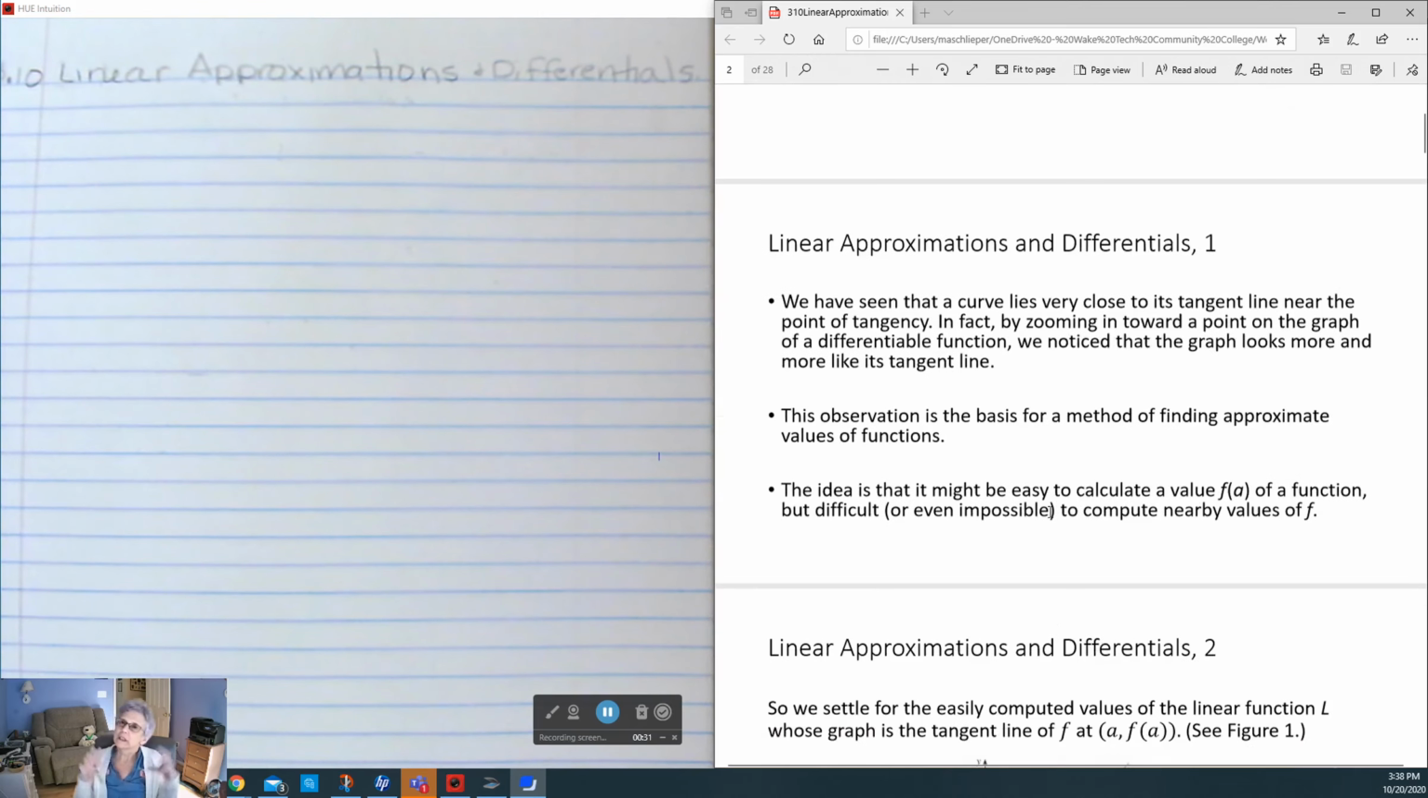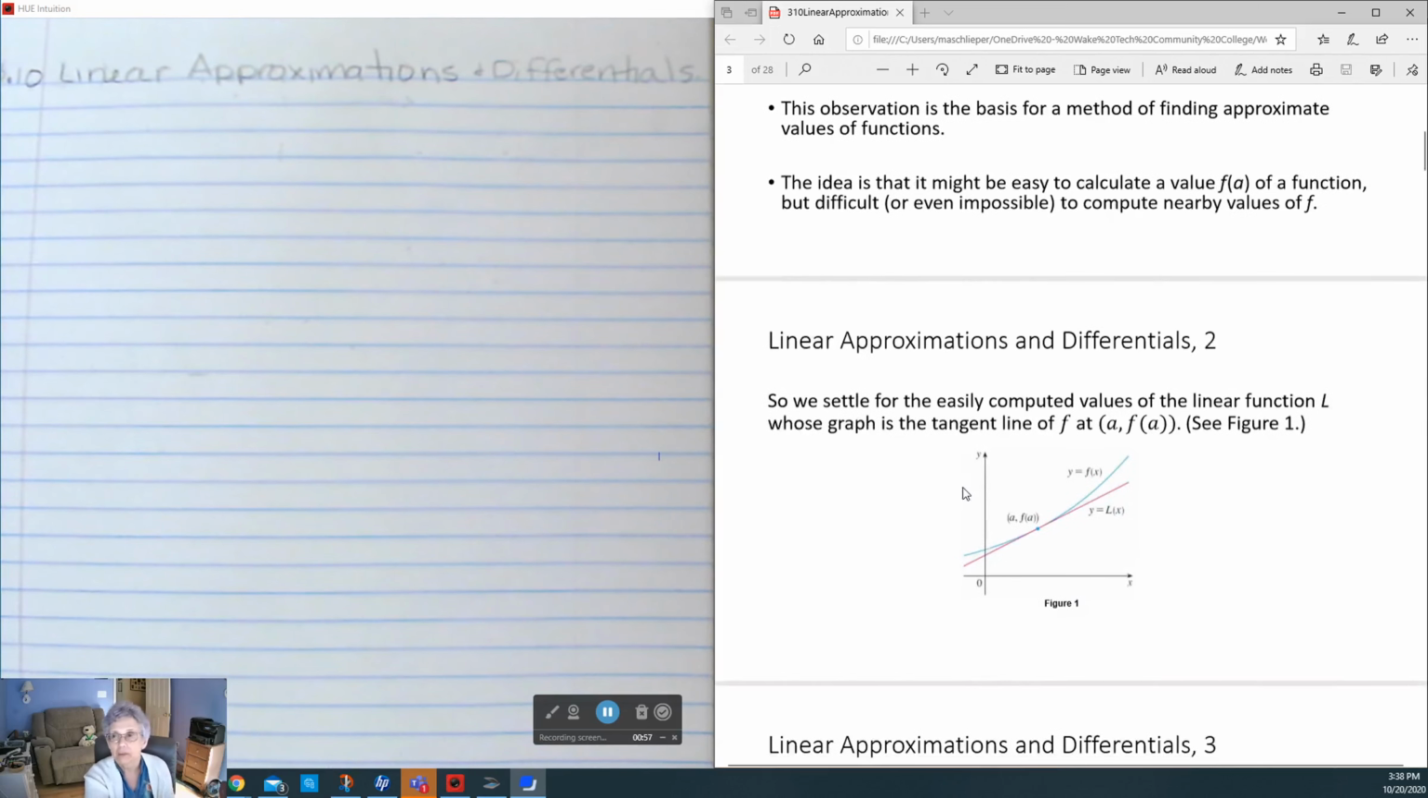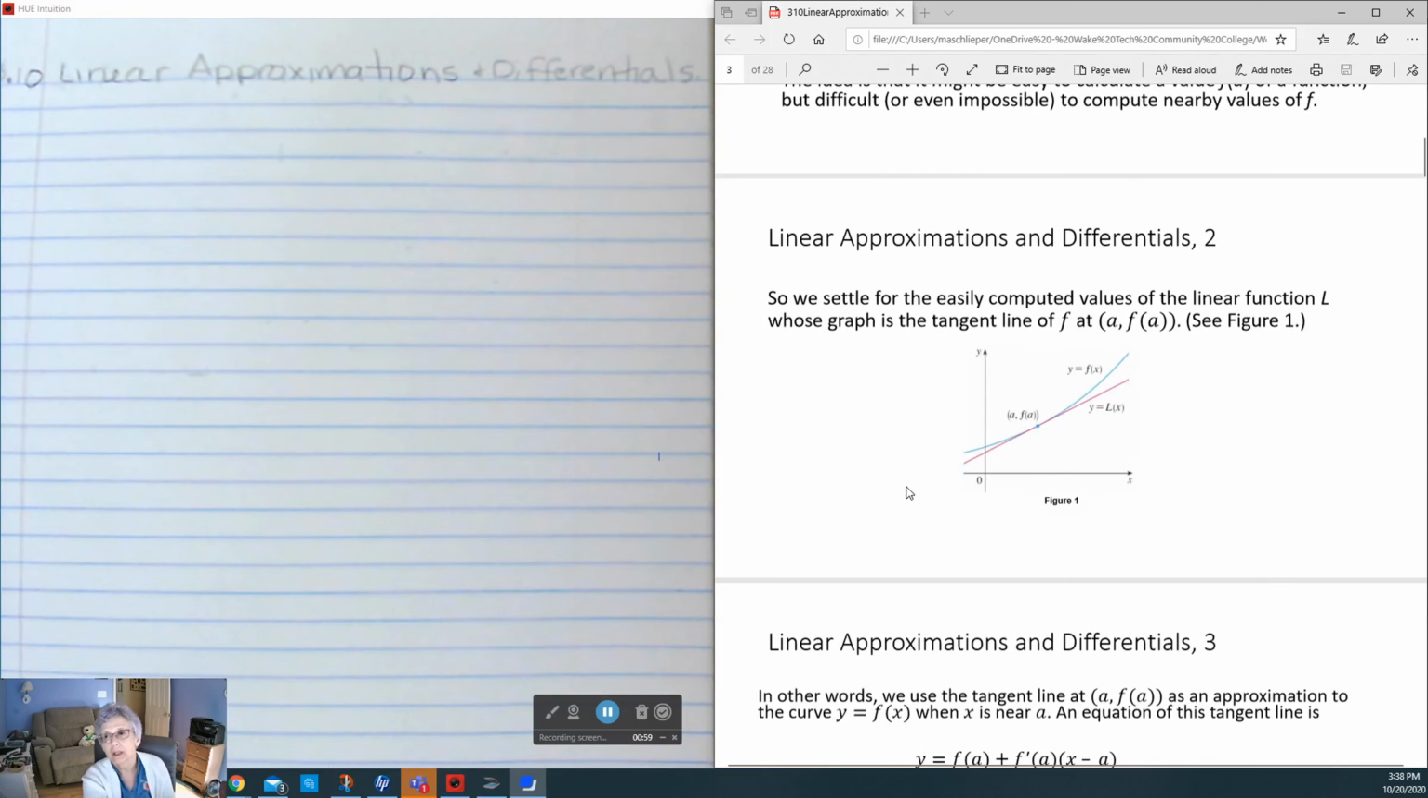So, if you look at a curve and its tangent line at a point, if you zoom in really close, they look almost exactly alike. So we're taking advantage of that fact by using the linear approximation as an approximation for the function itself. So you can settle for that easily computed linear value instead of that possibly incredibly complex to compute function value.